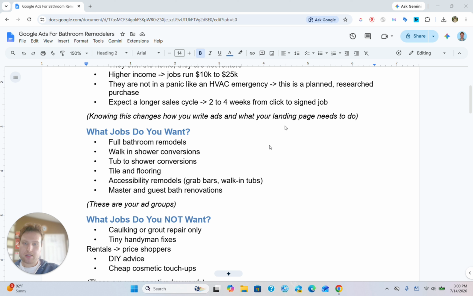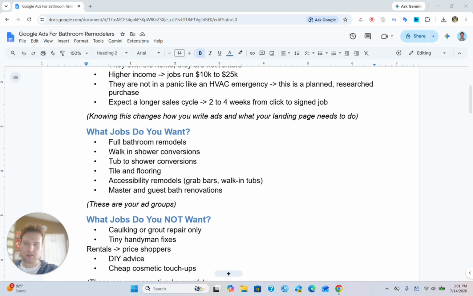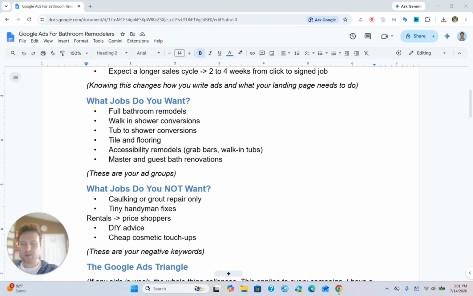So generally, if you're a bathroom remodeler and you're running Google Ads, what kind of jobs do you want? Generally, it'll be full bathroom remodels, walk-in tub or walk-in shower conversions, tile and flooring, and the accessibility remodels, although sometimes that can be a little bit more niche. And then if you're doing more accessibility remodels, you're going to want to go for people who are a little bit older. But even with that, the age range above still fits many of those people, because it's usually parents looking for a loved one who's older and needs that service. Not only that, but also master and guest bathroom renovations. So these would be the kind of ad groups you'd create.